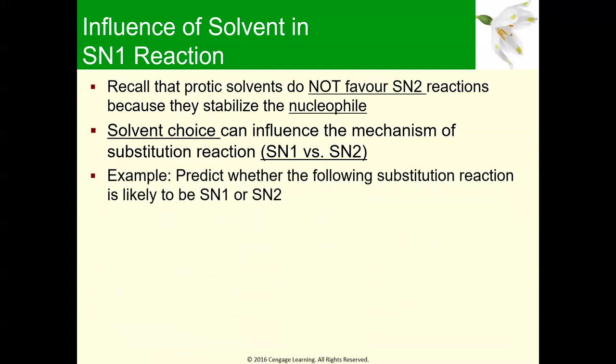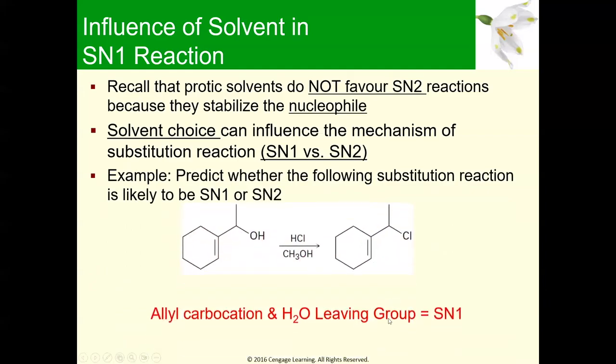So, for example, predict which of the following substitution reactions is likely to be SN1 or SN2. So you've got the reaction there, and the transformation occurs. We substitute the OH with the Cl, and I guess I already made the answer come up for you to write down. But you've got this allyl carbocation. This carbon right here is in an allylic position. It's on a carbon that's next to a carbon-carbon double bond. So this is an allylic position right here that I'm highlighting.